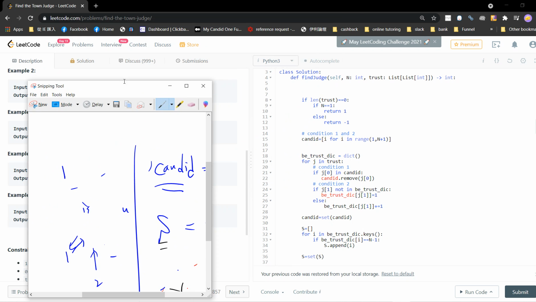Let's handle an exceptional case. If there's no trust pair, it means everyone does not trust anyone. If there's only 1 person, you should return 1, because he is the judge and he cannot trust himself, so the answer must be 1. Otherwise, if you have 2 or more people, then at least 1 should trust the judge, so return -1.